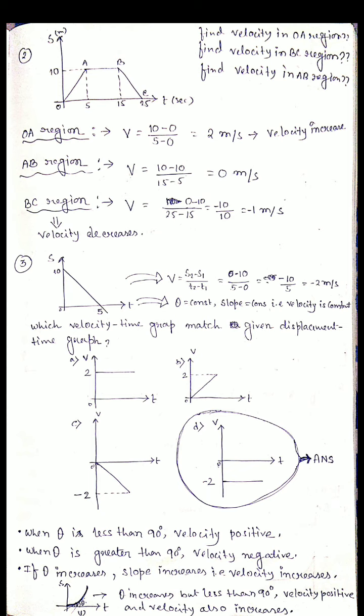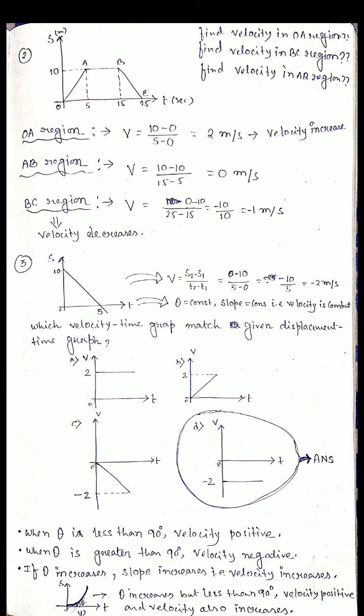Velocity increases. So here you see that the velocity increases. In the AB region the slope is 0, theta equals 0. So 10 minus 10 by 15 minus 5 equals 0. So velocity is 0 because slope is 0, no theta is there.